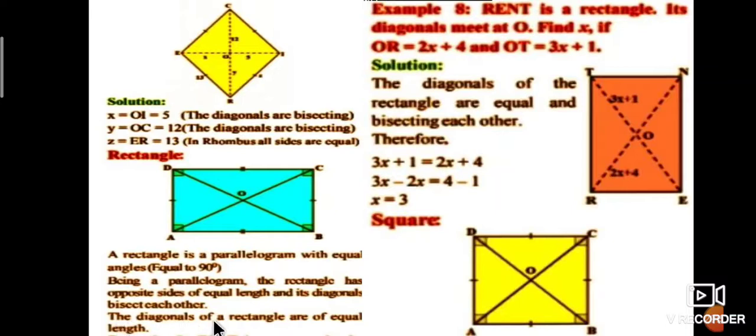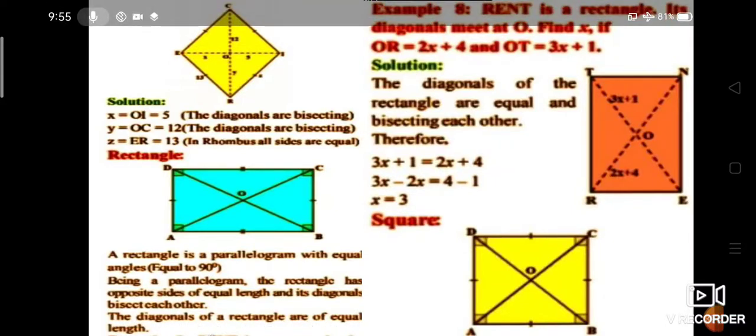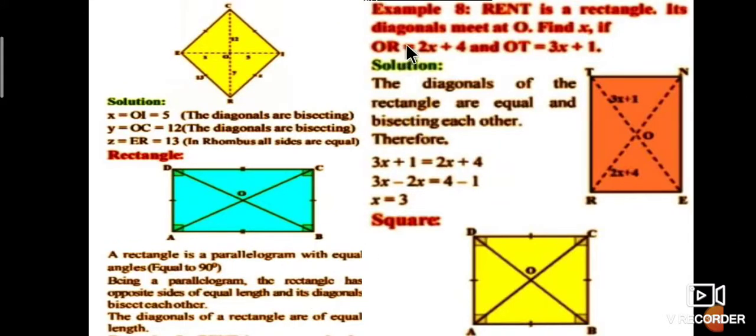Next, the diagonals of a rectangle are of equal length. Next, dear student, this is a homework. In the rectangle, its diagonals meet at O, find x. OR is equal to 2x plus 4, OT is equal to 3x plus 1. The diagonals of the rectangle are equal and bisect each other. Therefore, 3x plus 1 is equal to 2x plus 4. 3x minus 2x is equal to 4 minus 1. X is equal to 3.